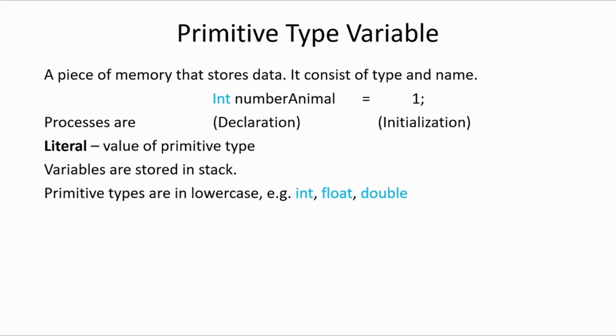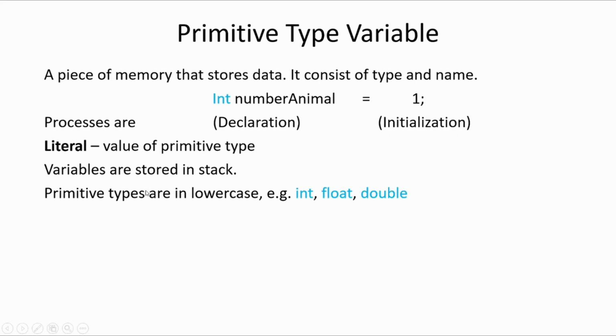Types of variable. There are 2 types of variable: primitive type variable, reference type variable. A primitive type variable is a piece of memory that stores data. It consists of a type and a name. So you can see that int is the type and number animal is the name. The process of writing the type with the name is called declaration, and when we assign the value we call it initialization, and the value we also call a literal.